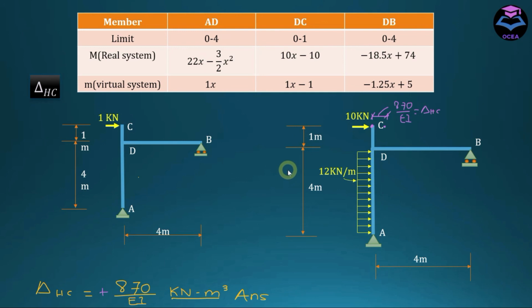Similarly, to find vertical deflection at point C, that is delta VC, we are going to use the same procedure and method that we discussed earlier. The only difference will be in the virtual system: instead of applying load in horizontal direction, we need to apply 1 kilonewton in vertical direction. So this will be our virtual system. And now we have to find moment equation related to this system.